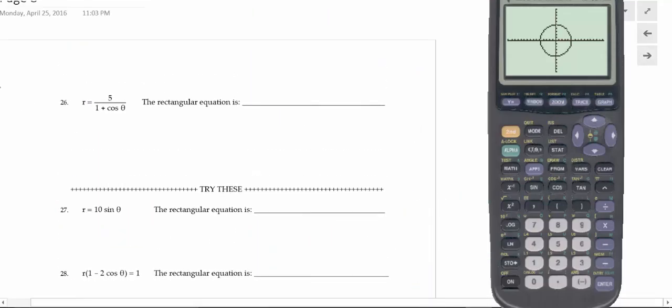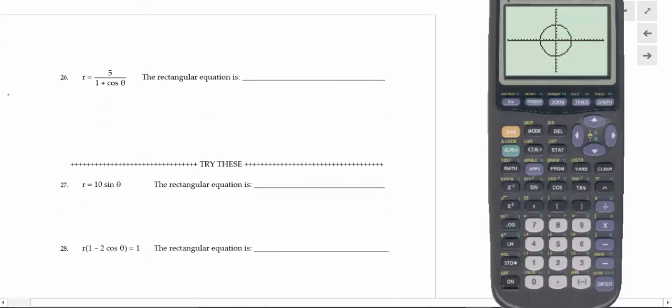Okay, now let's move to this one. Now, one of the things that I said that's real important on this: if you see a cosine, what you really want is an r cosine, because r cosine theta is equal to x. So what I'm going to do with this problem is introduce an r cosine theta there. I'm going to put that over 1, and I've got an equation with fractions.